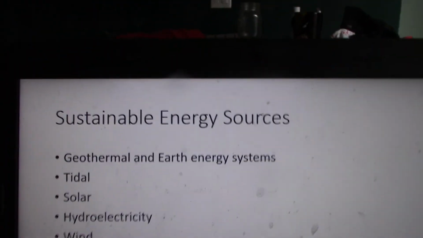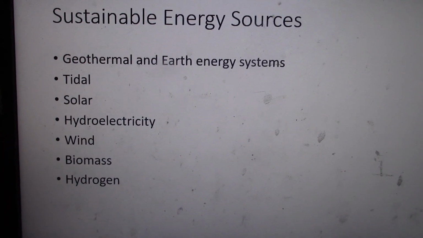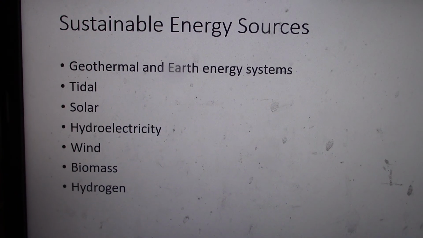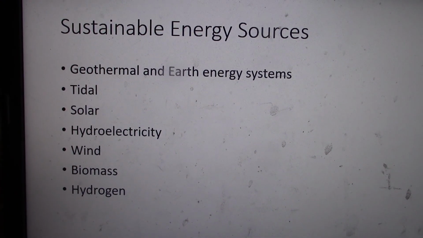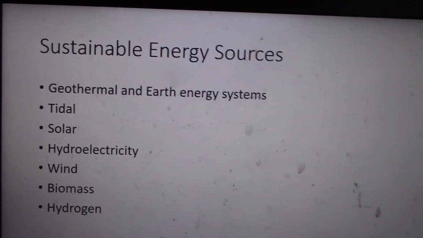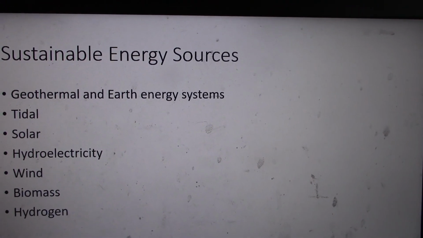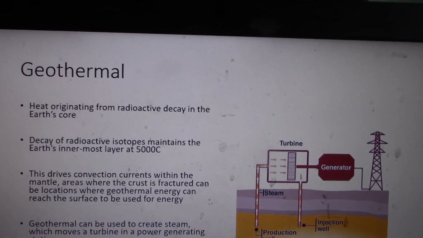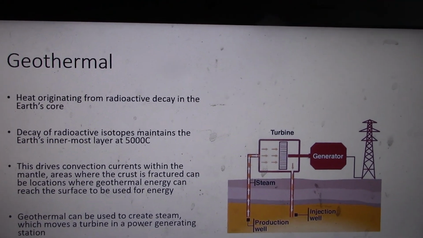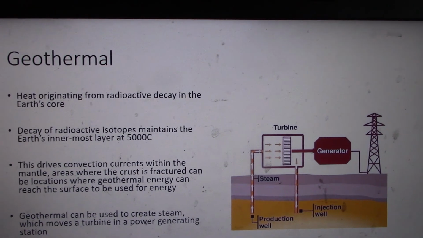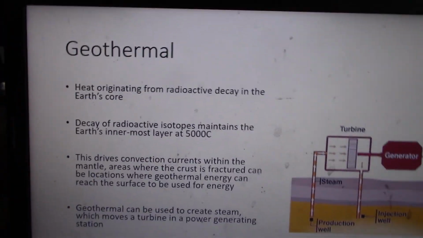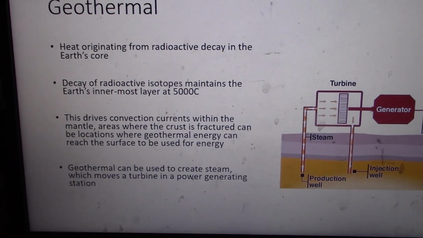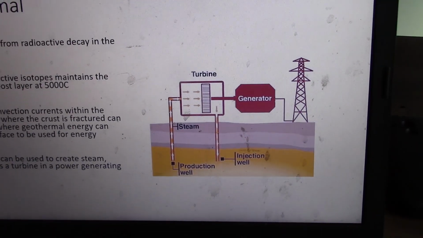So some types of sustainable energy resources that we should be investing in over the future. I'm going to discuss a few of them, and then that will be it. This will help you do your assignments and help answer the last few questions in your energy and environment booklet. So geothermal energy is heat originating from radioactive decay in the Earth's core. It works on simple thermodynamics.